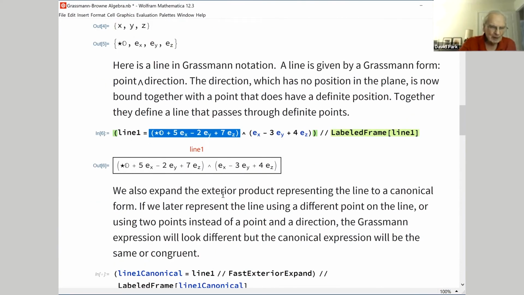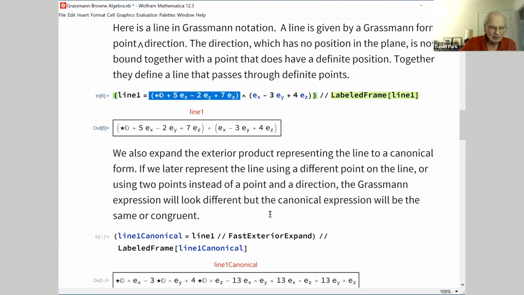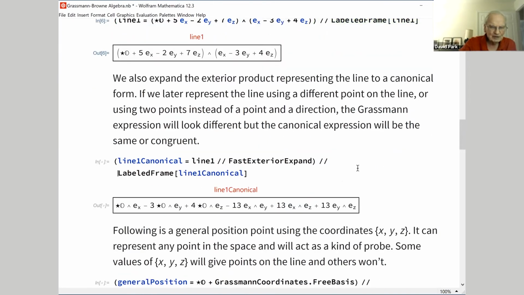We also expand the exterior product representing the line to a canonical form. If we later represent the line using a different point on the line, or using two points instead of a point and a direction, the Grassmann expression will look different, but the canonical expression will be the same, or congruent. So this is the congruent form. This is the canonical form, and it's made of a weighted sum of bivector products.